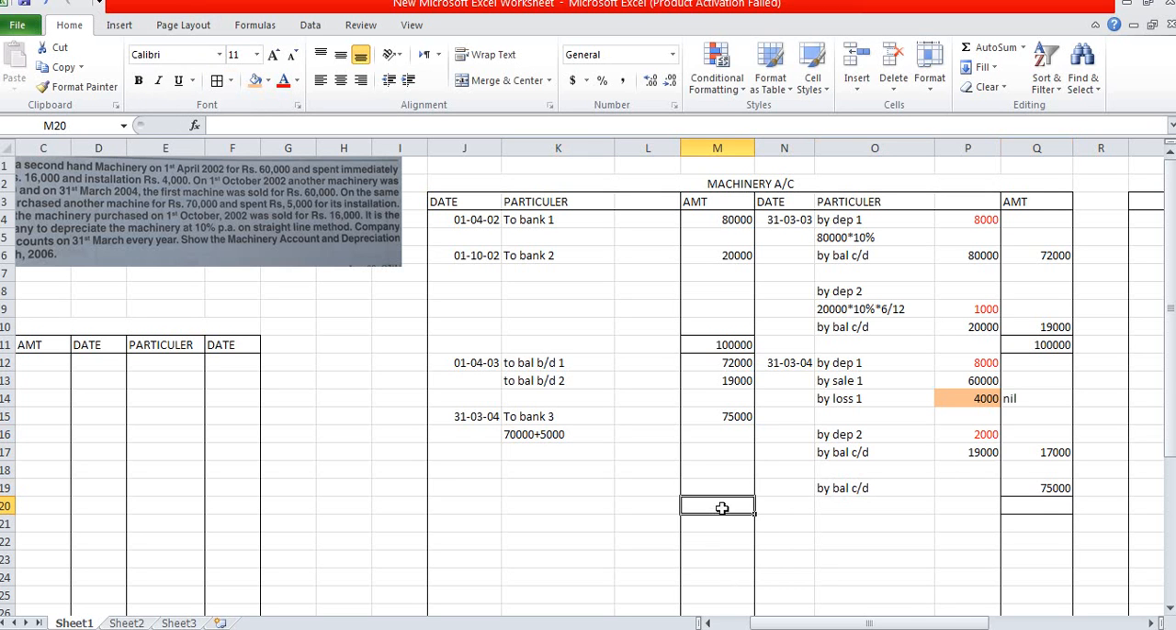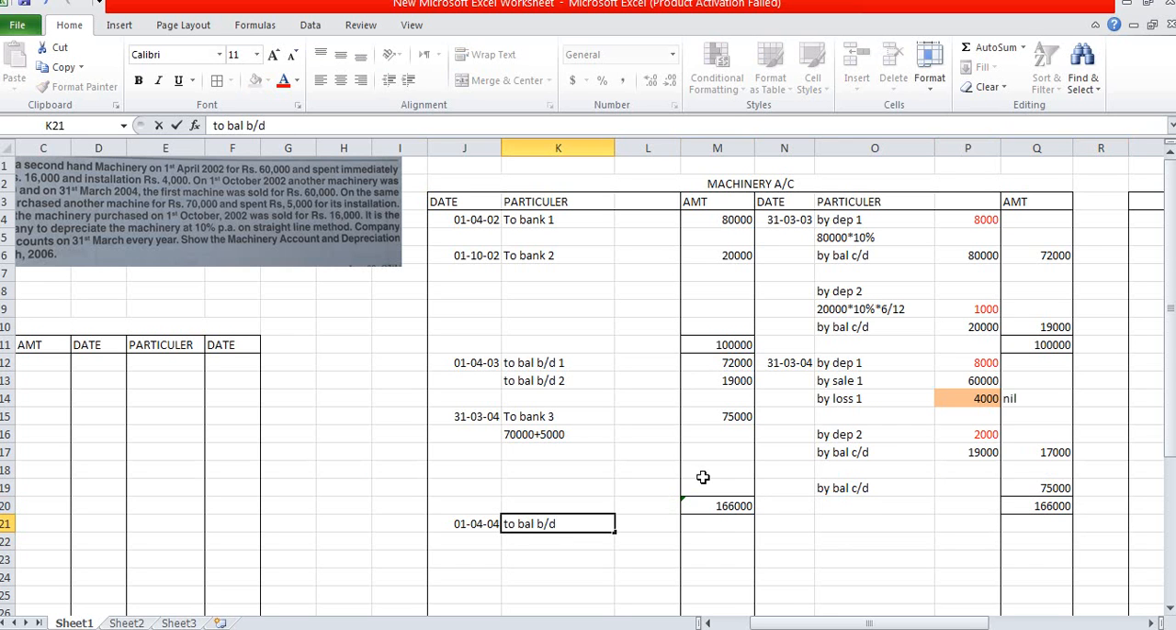Okay, write the total amount, calculate the total. So 1,66,000. Now take, this is the 31st March, now 31st March means 1st April 04. 1st April 04 means to balance brought down.